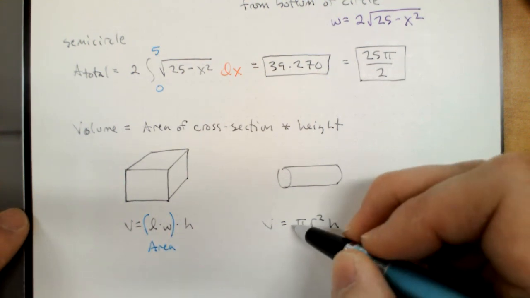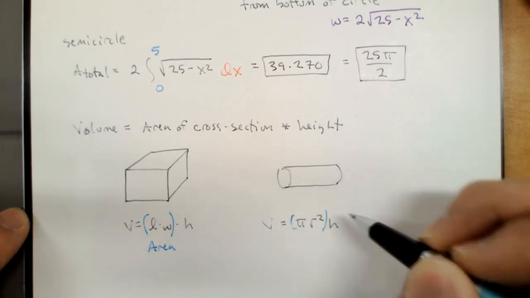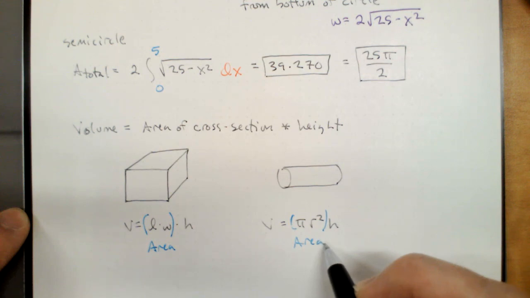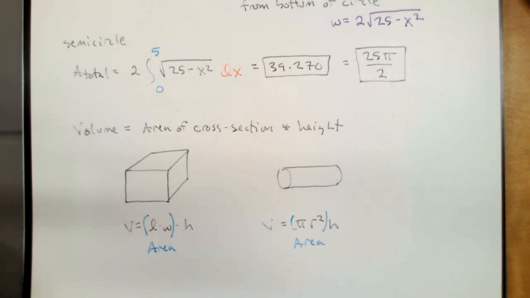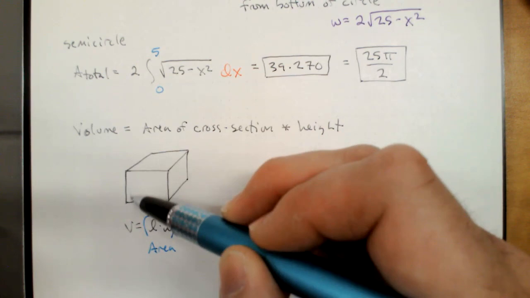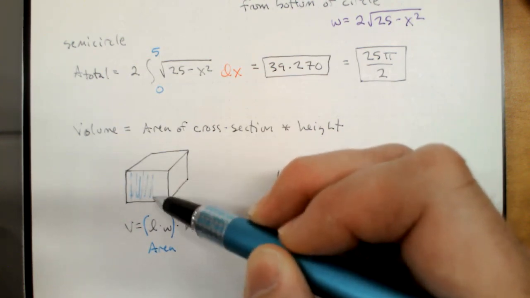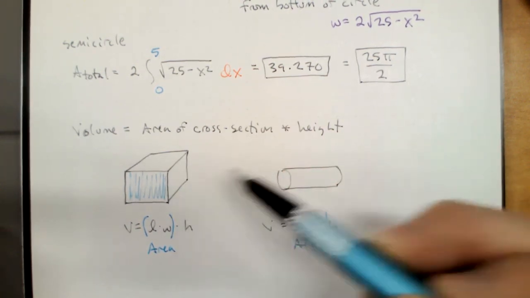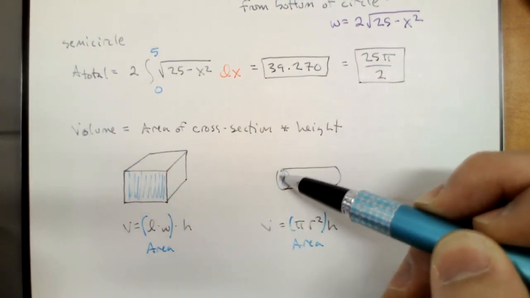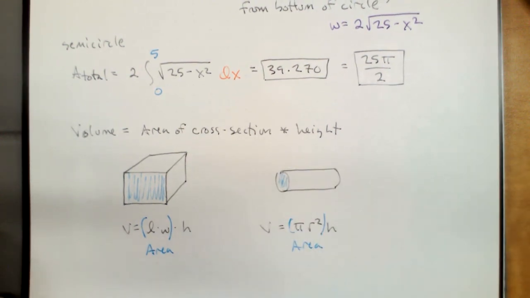Pi r squared is the area of the circle, and the height is the length through which that circle is projected. So here's our cross-sectional area multiplied by the height. Here's the cross-sectional area multiplied by the height. If we have a rectangular solid or a cylinder, then that area will always have the same value, so we get to multiply. If that area changes, though, we're going to have to integrate.